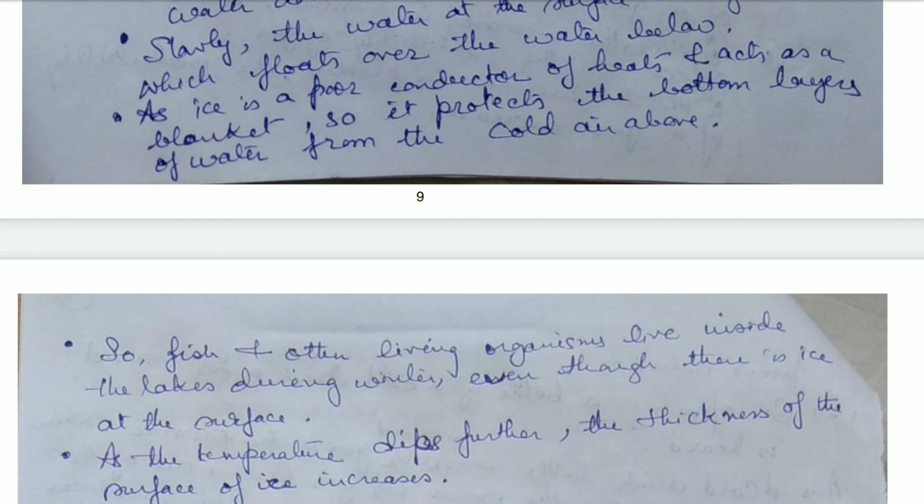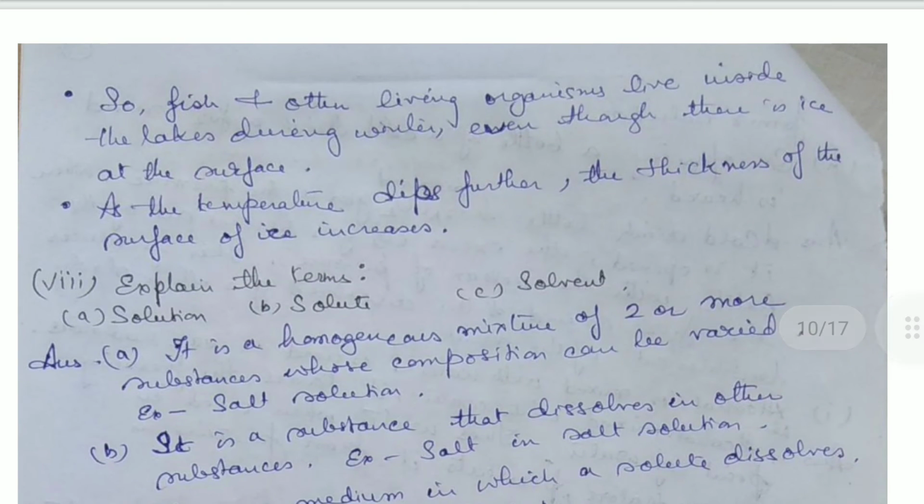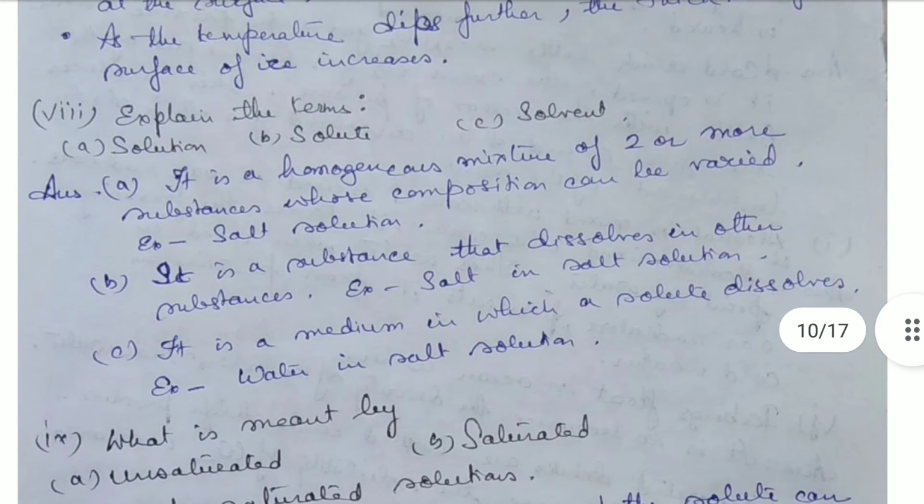As the temperature dips further, the thickness of the surface ice increases. Now explain the following terms. First is solution. It is a homogeneous mixture of two or more substances whose composition can be varied. Example, salt solution. Like in one glass of water, you can add one spoon of salt and that will also dissolve. That is also a homogeneous solution.